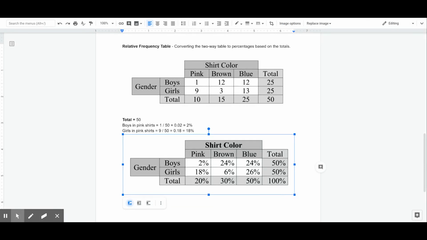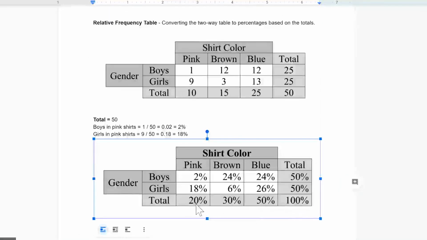Then if we add vertically, we can see that 20% of the people are wearing pink shirts, so 2 plus 18, and so on and so forth. And these marginal frequencies added horizontally should again add up to 100%.